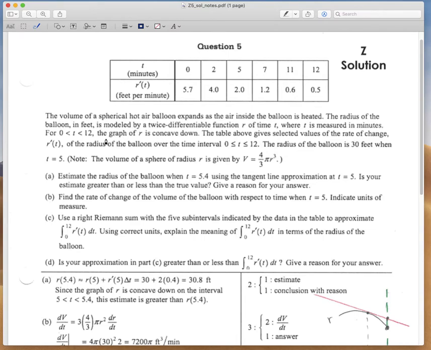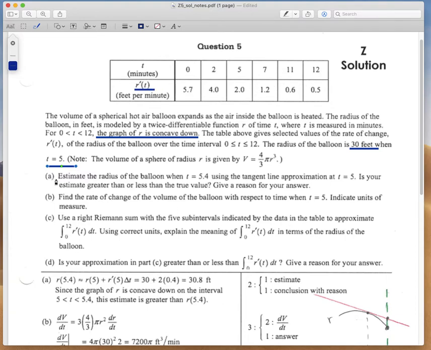One of the things that might jump out at you is they tell you that the graph of R is concave down. Remember, that's R, then the table is R prime. It's a curious thing to tell you, so we'll file that away. Also, we don't have to know the volume of a sphere given the radius. They give that to us right there. We also get sort of an initial condition here. The radius of the balloon is 30 feet when t equals 5. So that's an r value at a particular time. Remember, this is r prime.